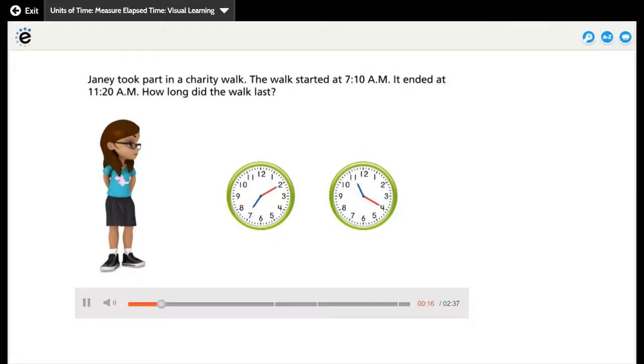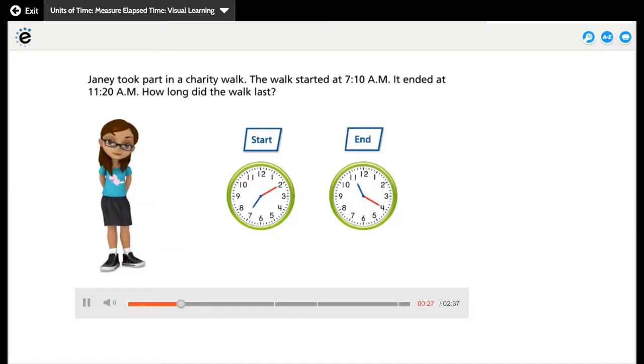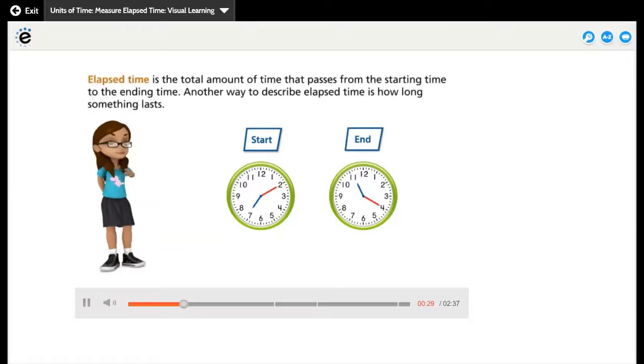Janie took part in a charity walk. The walk started at 7:10 a.m. It ended at 11:20 a.m. How long did the walk last? Elapsed time is the total amount of time that passes from the starting time to the ending time. Another way to describe elapsed time is how long something lasts.